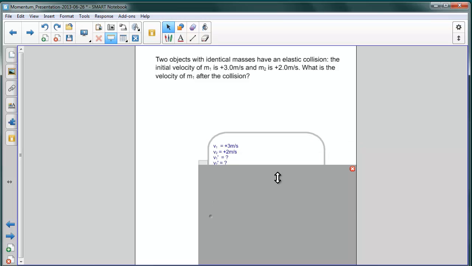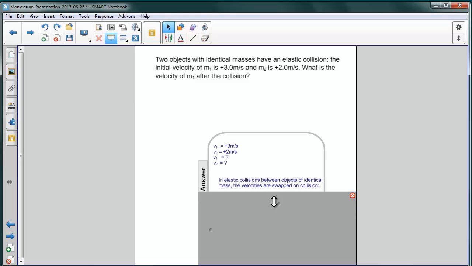We know the velocities of the two objects before the collision, respectively 3 meters per second and 2 meters per second, and we want to know what the two velocities will be afterwards. In this particular case, we're only interested in that of the first object. Now recall that in an elastic collision between two identical objects, they are going to exchange velocities. It's as simple as that.